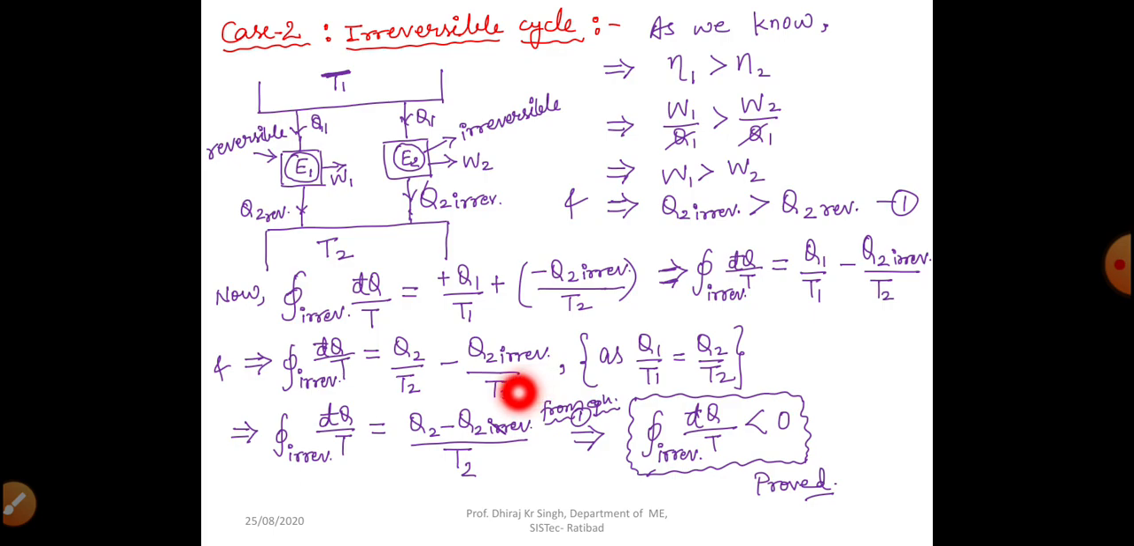We can see here that Q2 is Q2 reversible, and we know that Q2 irreversible is more than Q2 reversible, which means the numerator expression will become negative if we subtract Q2 irreversible from Q2 reversible. When it becomes negative, that means the cyclic integral of irreversible del Q by T is less than 0. So hence we have proved this also, that the cyclic integral of del Q by T for an irreversible cycle is less than 0. So these two particular expressions are what Clausius has given us.